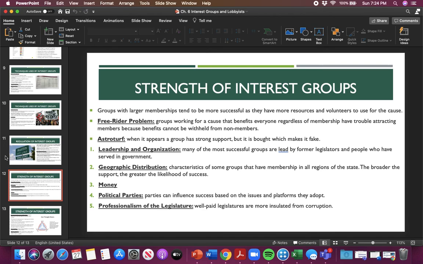And then the professionalism of the legislature. The argument against lobbying is that if you pay your legislators well, they're more insulated and less likely to succumb to corruption. Unfortunately, we haven't seen that to be the case, but that is a theory that is out there. I just don't buy into it.